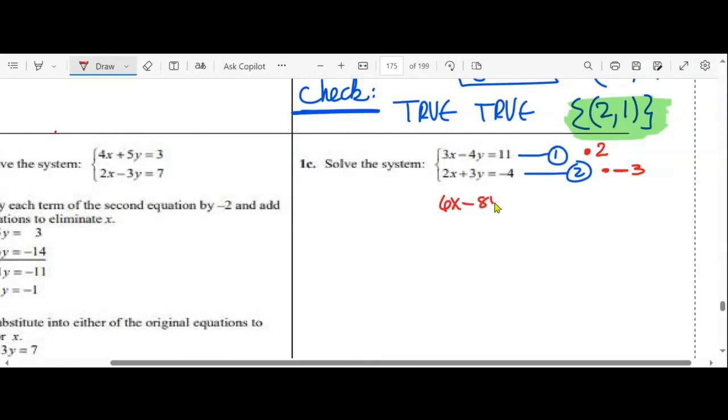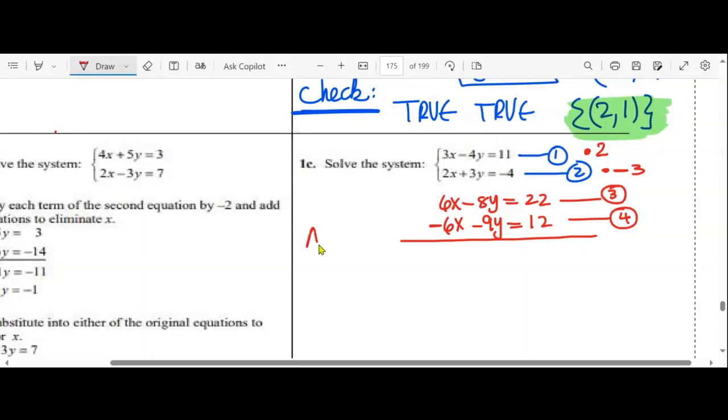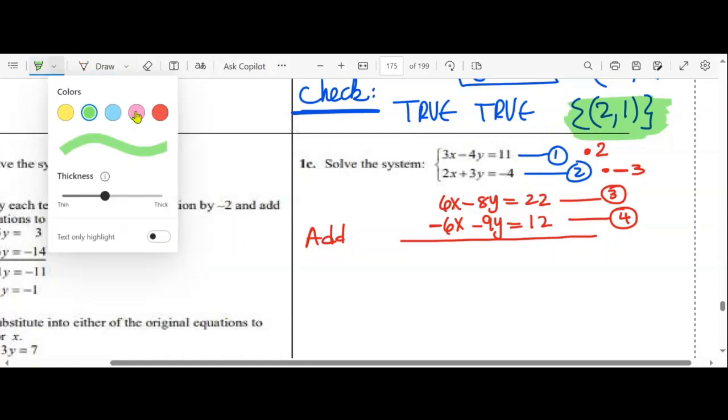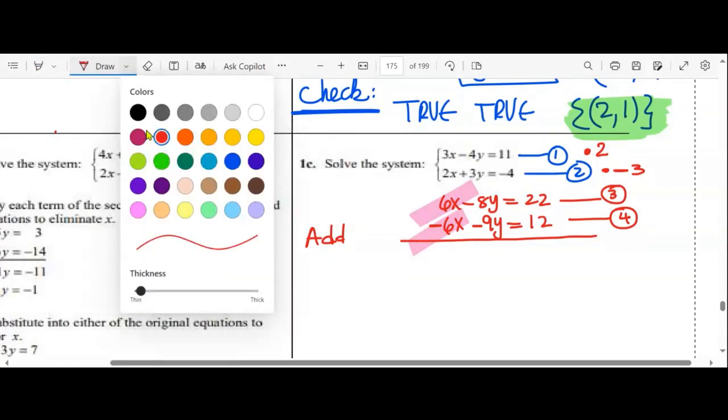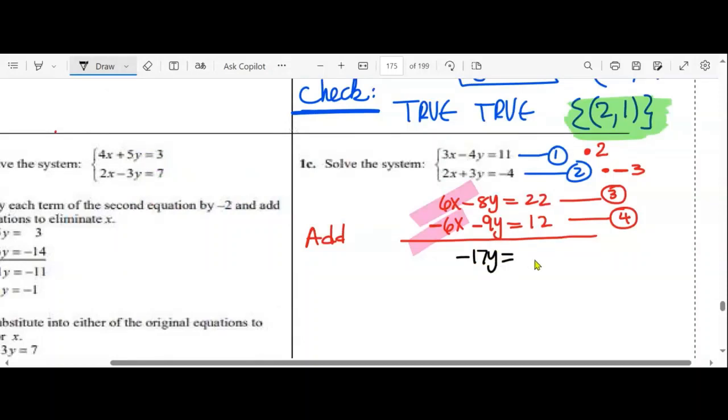So let's do it. 6x minus 8y equals 22. And this one is going to be negative 6x minus 9y equals 12. Then you have 2 new equations, equation 3 and 4. If you add, what is going to happen? You cancel the x's. And you get negative 17y equals 34. So y equals negative 2.